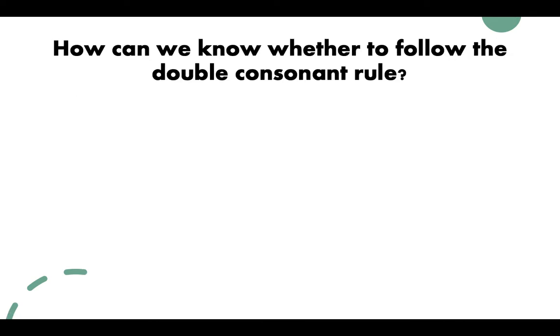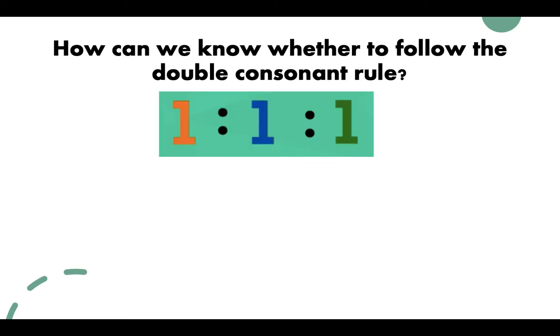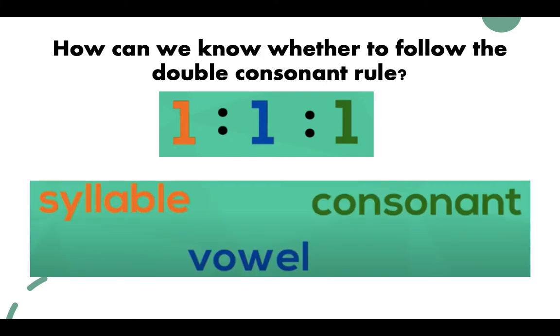Now, how can we know whether to follow the double consonant rule? We have to follow a rule which is the 1-1-1 rule. What that means is if the root word has one syllable and ends in one vowel and a consonant, you need to double the consonant at the end when you add the suffix ed or ing.